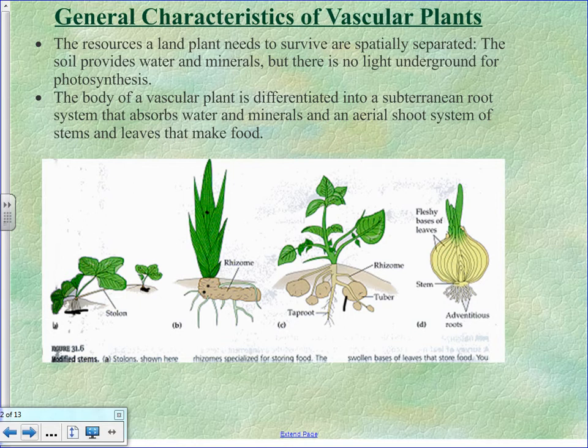Another way to survive adverse conditions would be onions. Onions don't necessarily store starch because onions are sweet. They actually store the sugars produced in the leaves in the base of the leaves in this fleshy part that we usually use for cooking and eating. So sugars get stored in there, which is why onions are sweet. So again, the resources that the plants need are not in the same place. They've got to acquire water and minerals here. They've got to make their sugars up here. So they've got to be able to transport back and forth.